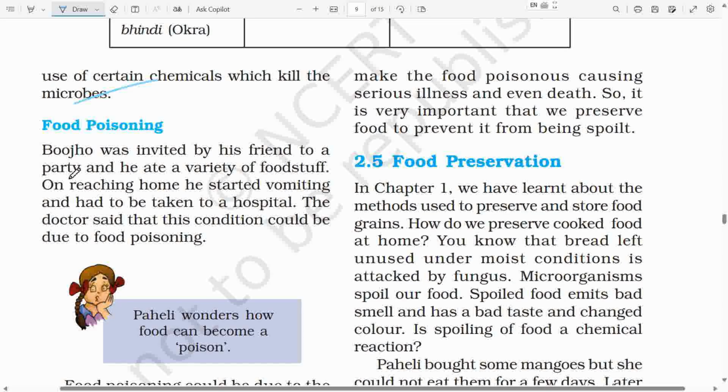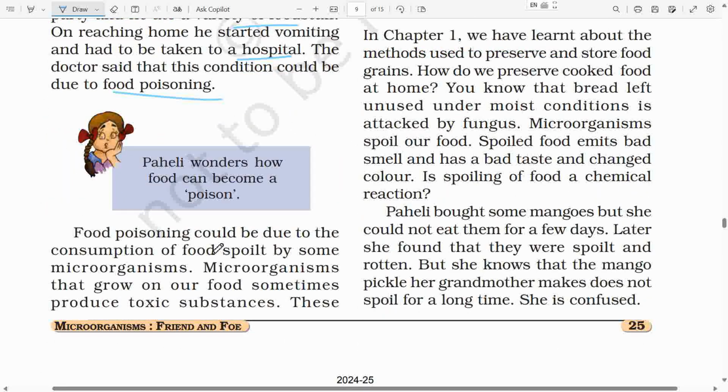Food poisoning. Bujo was invited by his friend to a party and he ate a variety of foodstuff. On reaching home, he started vomiting and had to be taken to a hospital. The doctor said that this condition could be due to food poisoning. Paheli wonders how food can become a poison. Food poisoning could be due to the consumption of food spoiled by some microorganisms.